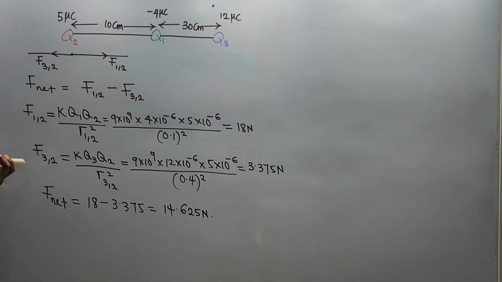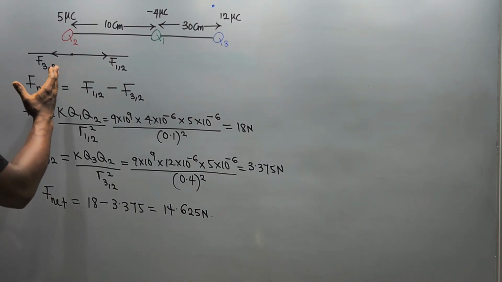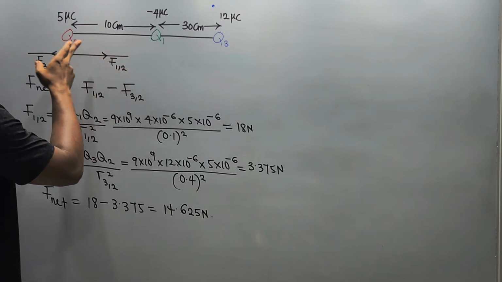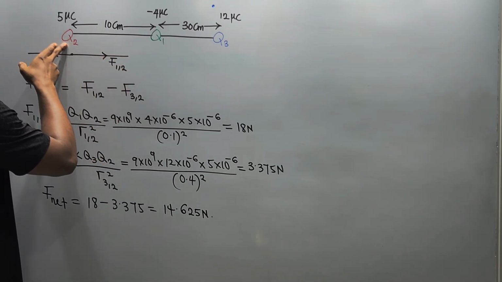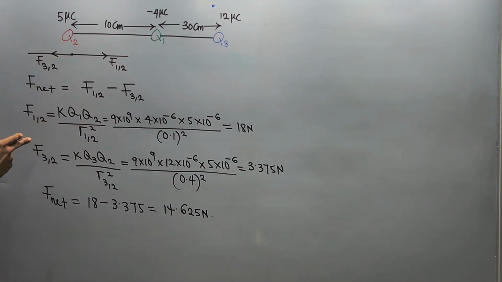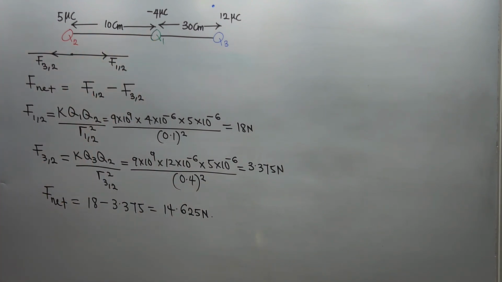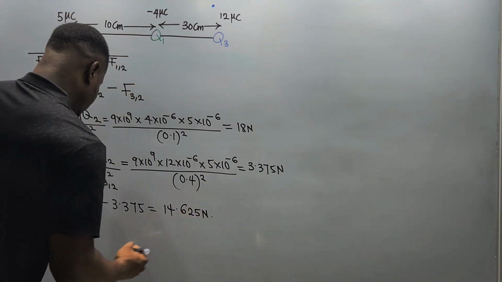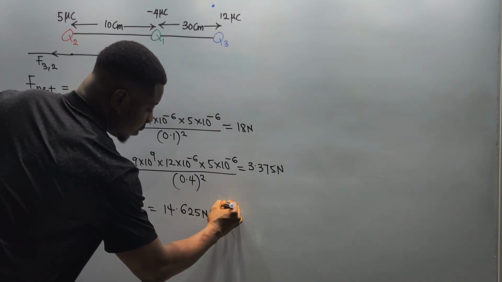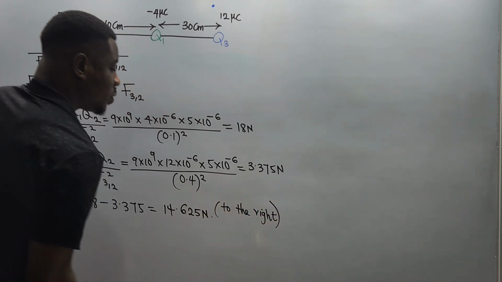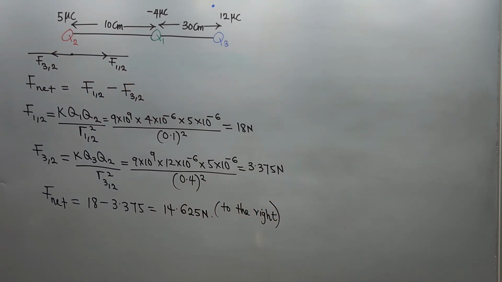Now 14.625 is positive, which simply tells us that it is to the right. If it is positive to the right, it tells us that it is attracting into the system. Once the net force shows a direction that points towards a charge in the system, it is attractive. So this is attractive. You can either say to the right or you could say attractive. We use to the right here.